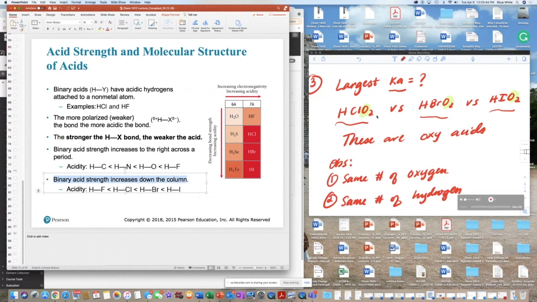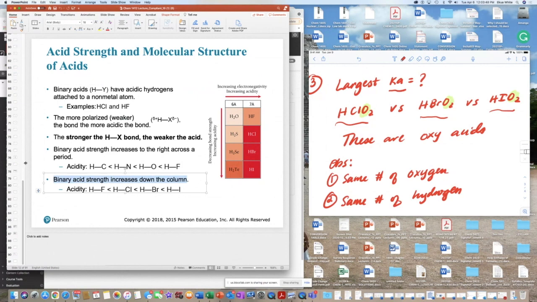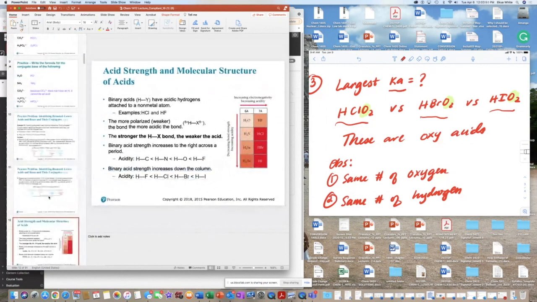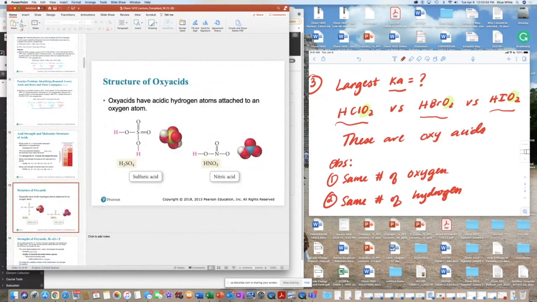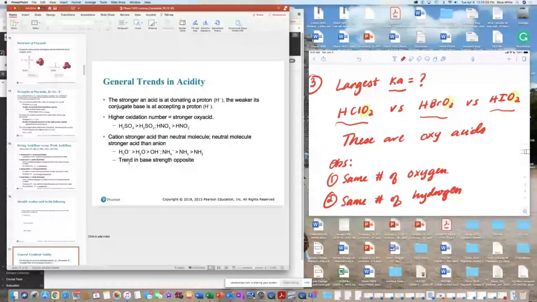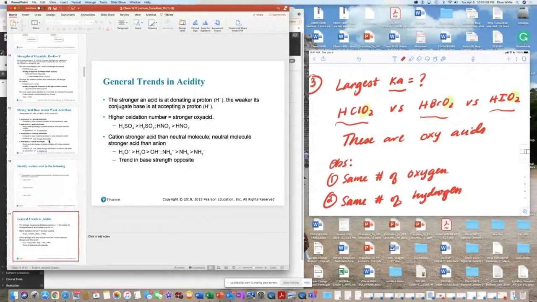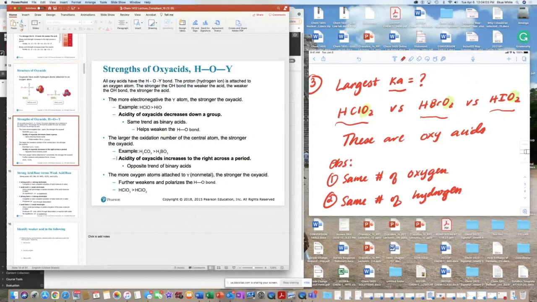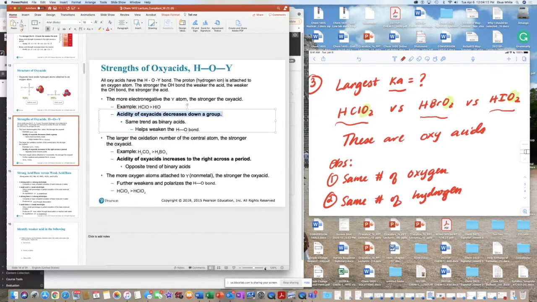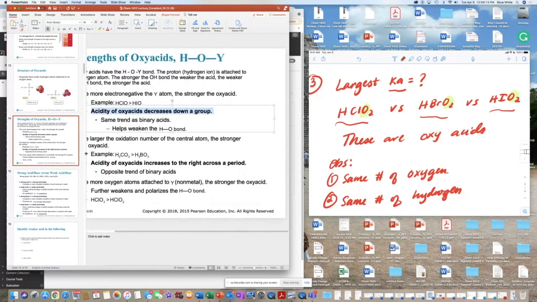But we're not dealing with binary acids because we have the ones with the oxygen. The ones with the oxygen tend to have an opposite trend, but I want you guys to see where that is in the periodic table. So they're showing you here, these are oxy acids. So many words. Oops, I think I skipped by quite a bit. Oh, these are oxy acids, and then this is the line that we're looking for: acidity of oxy acids decreases down the group. So that's an opposite trend to what we just saw, right?